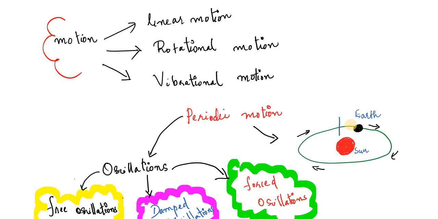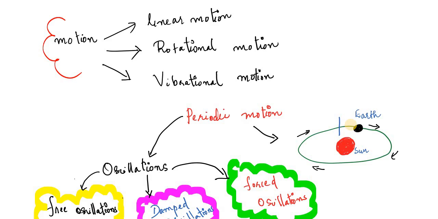So I told you oscillation is a periodic motion. It is not just a periodic motion. In the case of oscillation, it is a to and fro movement. We can say that oscillation is a to and fro movement about a mean position. In the simple pendulum experiment, you can see that the simple pendulum is oscillating with respect to a particular point. So that is oscillatory motion.